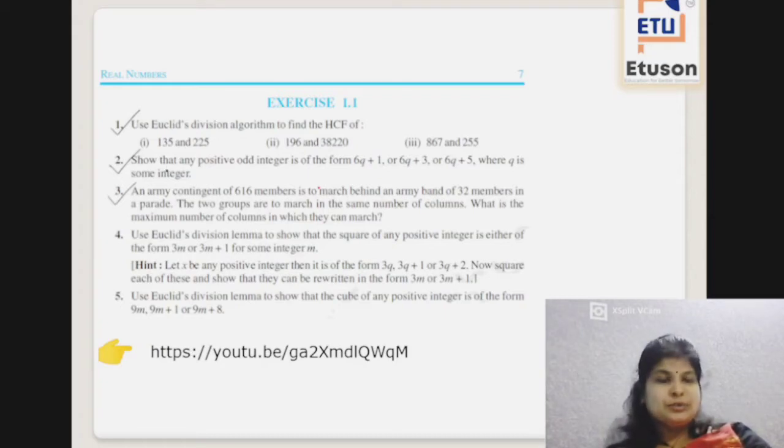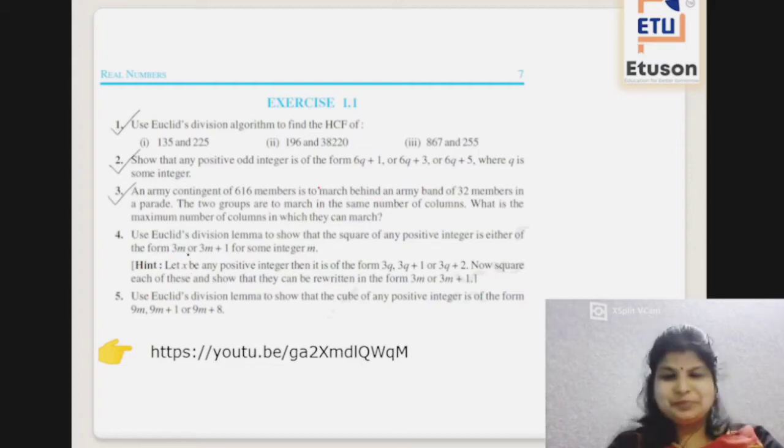So for today, what are we going to do? Today we are going to solve only these two problems because these two problems are a little lengthy. So let us solve these two problems for today's class. Okay, so shall we start?